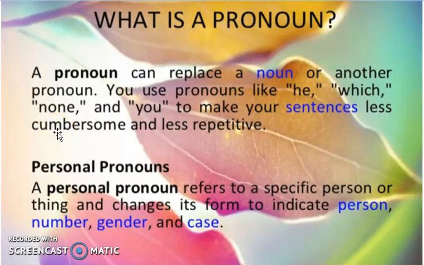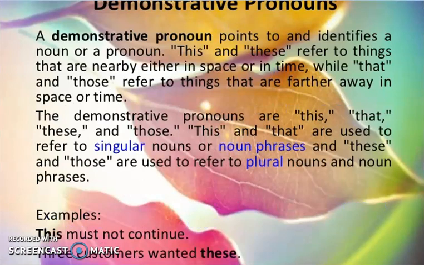There are many kinds of pronoun. Number one is personal pronoun. Personal pronoun refers to a specific person or a thing and changes its form to indicate person, number, gender and case. The next one is demonstrative pronoun. In demonstrative pronoun, it identifies a noun or a pronoun.